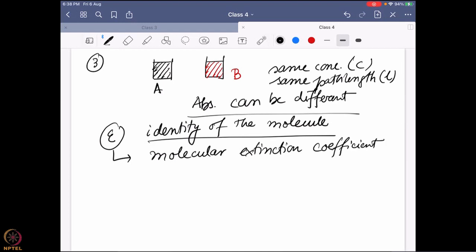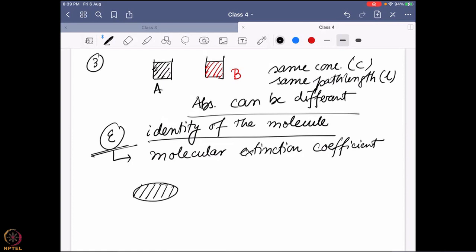And this is actually a very unique property for each of the molecules. So until there, I think most of you already know. But now I want to understand what this molar extinction coefficient actually is. What is the physical understanding for that? So let's go back to the molecule one more time. Say you have two molecules.